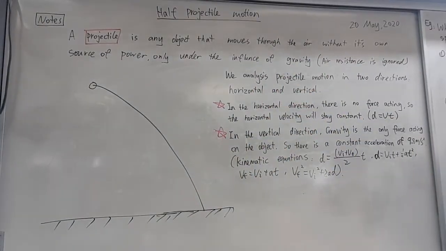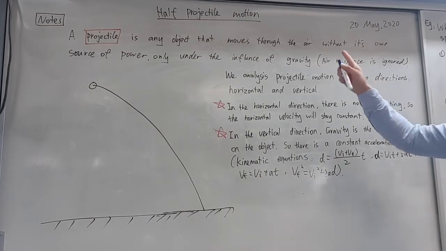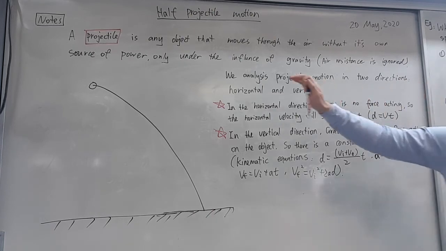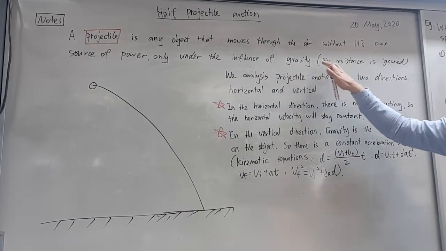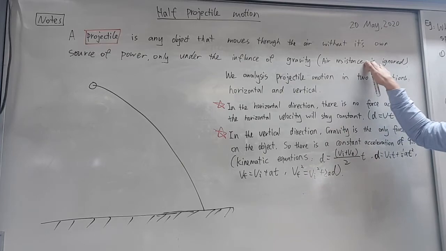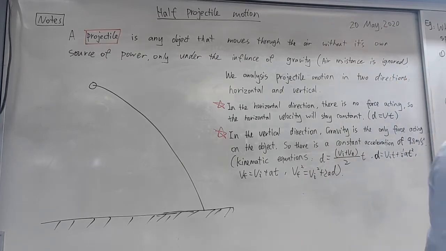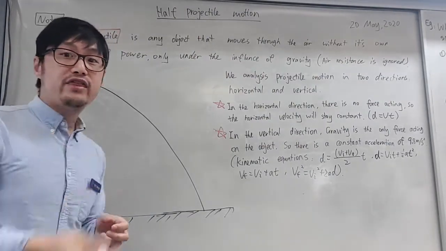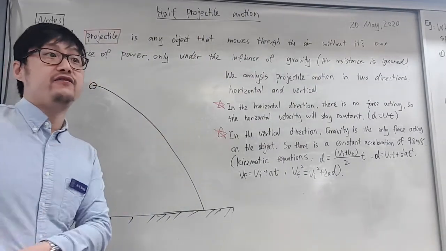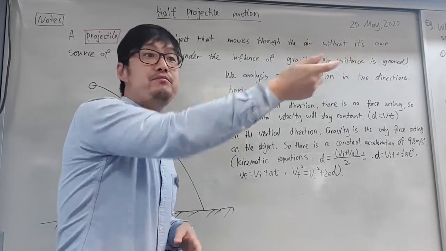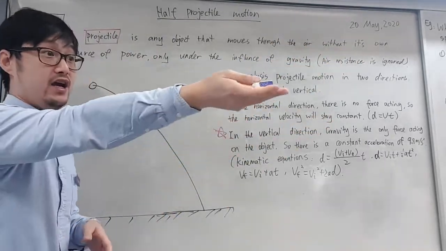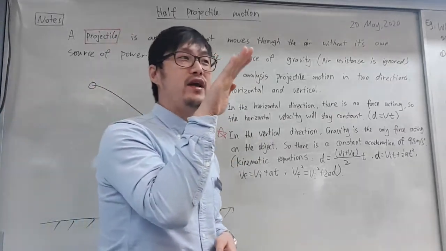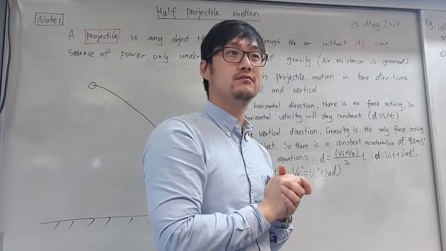What is a projectile? A projectile is any motion that moves through air without its own source of power. So it's only under the influence of gravity, and we need to ignore the air resistance. Okay, so what does that mean? Let's have a look at this rubber in my hand. When I throw the rubber, I'm giving it a force, making it go forward, right? But when this rubber is traveling in air, is there any force acting on it?